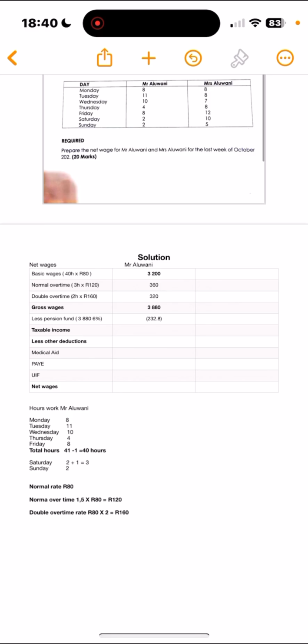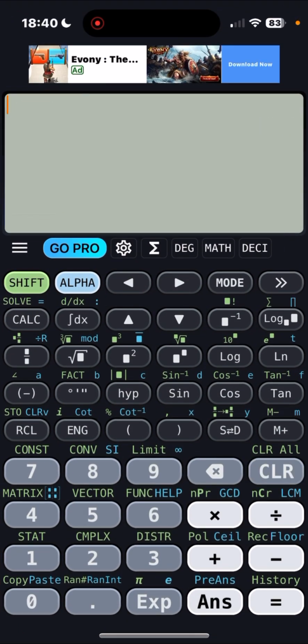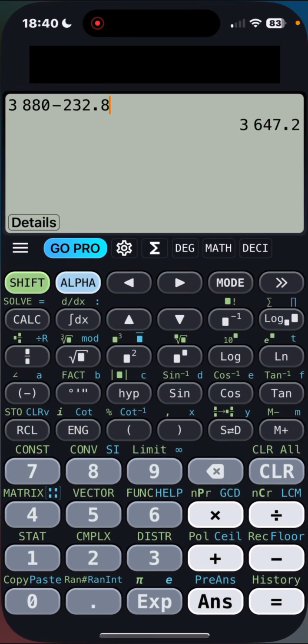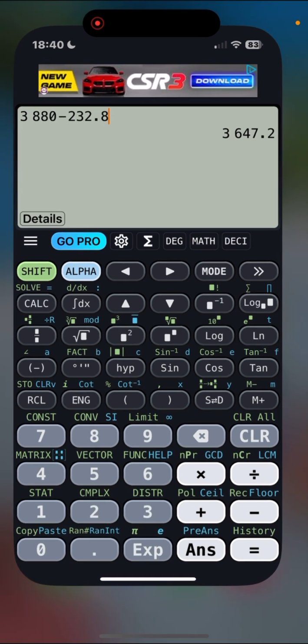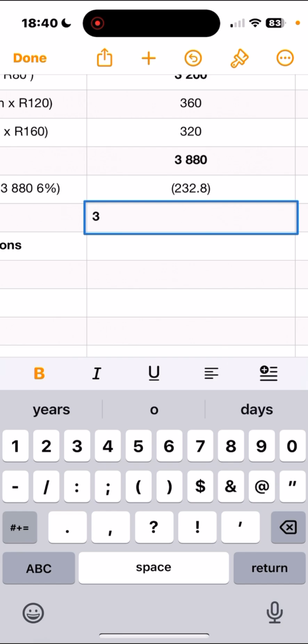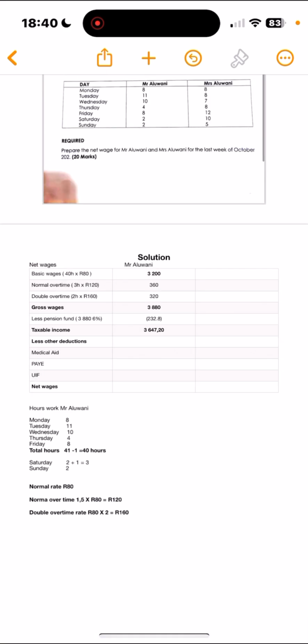And then we need to say 3,880 minus 232.8, which is going to give us 3,647.2. This is our taxable income. In order to get the taxable income, you take the gross wages minus the pension fund after you have calculated your pension fund. And then they said you have to less other deductions.